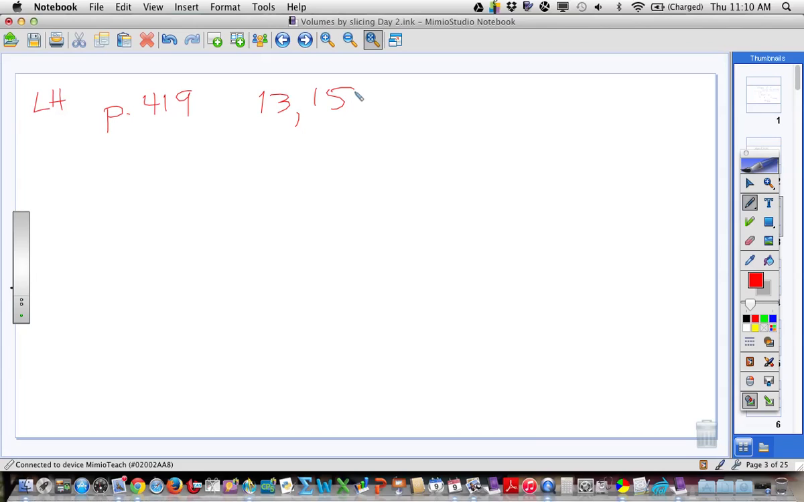What they do is they give you a region. So on 13, they give you a region, and then they say, okay, revolve it around this line. Part B, revolve it around this line. Part C, revolve it around this line. Part D, revolve it around this line. So it's the same region, but then you just have to adjust. So some will be discs, some will be washers, that kind of thing. So we'll do 13 and 15.